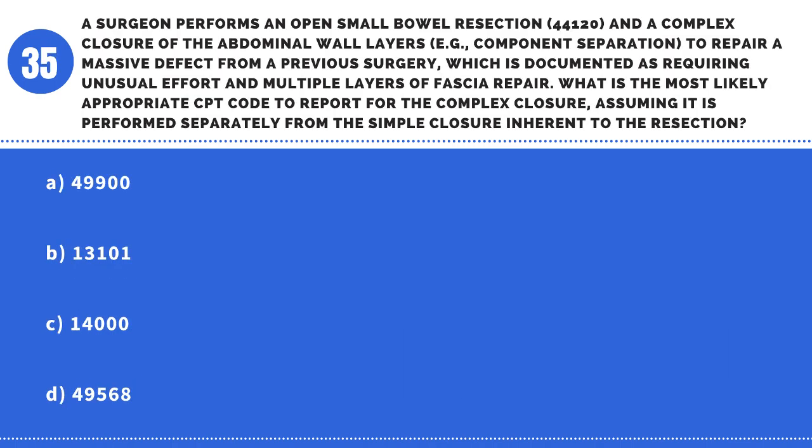Question 35. A surgeon performs an open small bowel resection, 44120, and a complex closure of the abdominal wall layers, e.g., component separation, to repair a massive defect from a previous surgery, which is documented as requiring unusual effort and multiple layers of fascia repair. What is the most likely appropriate CPT code to report for the complex closure, assuming it is performed separately from the simple closure inherent to the resection? A. 49900. B. 13101. C. 14000. D. 49568. Answer A.